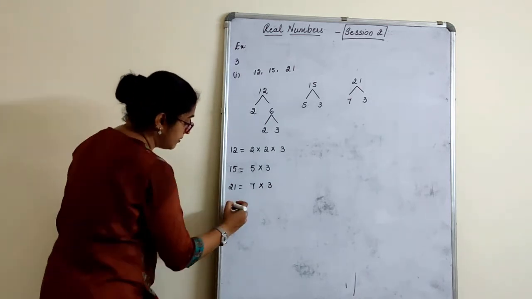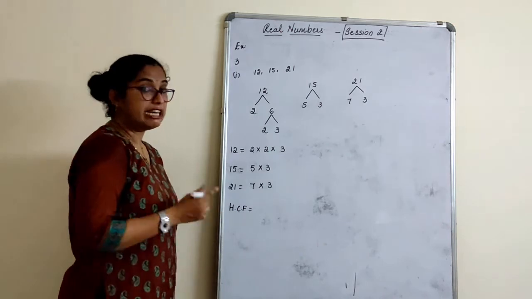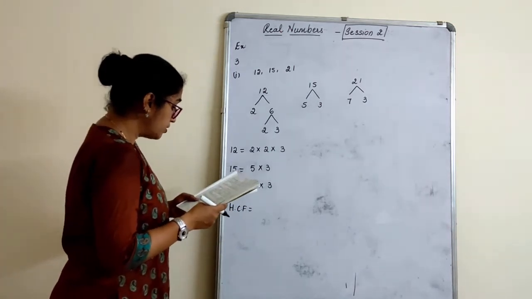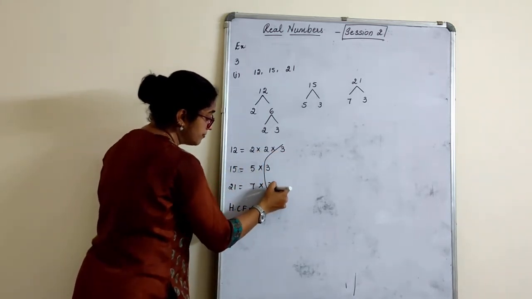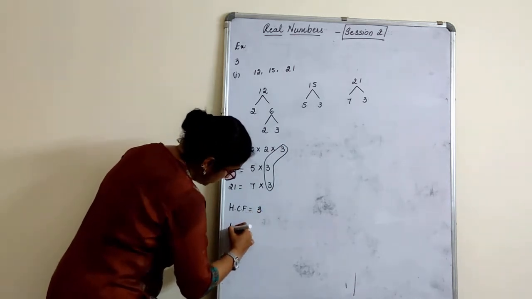Now what is HCF here? HCF is finding common, that is the number which is common in all the three. So what is the number which is common? 3 is common between all three, right? So HCF is 3.